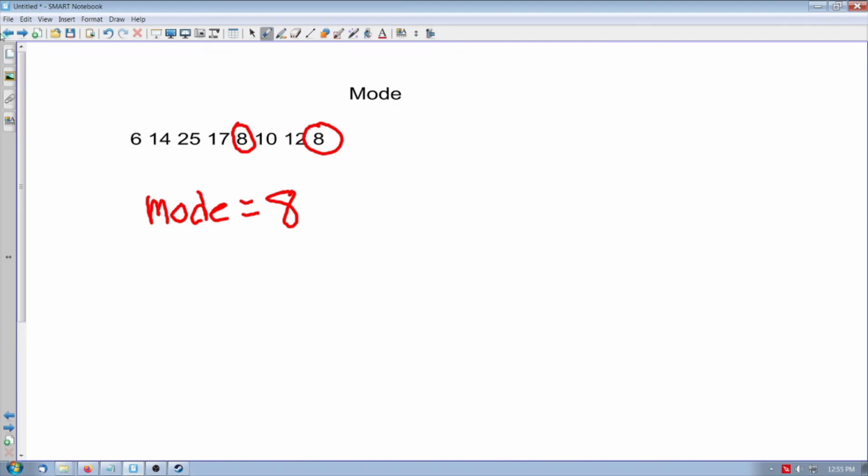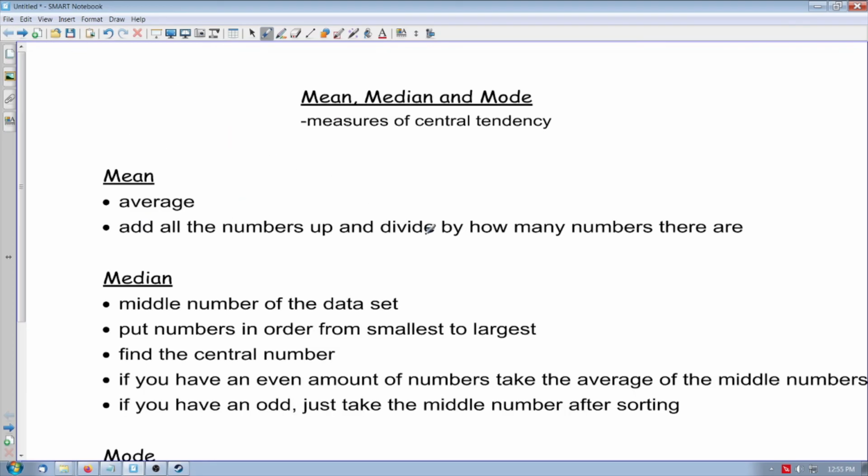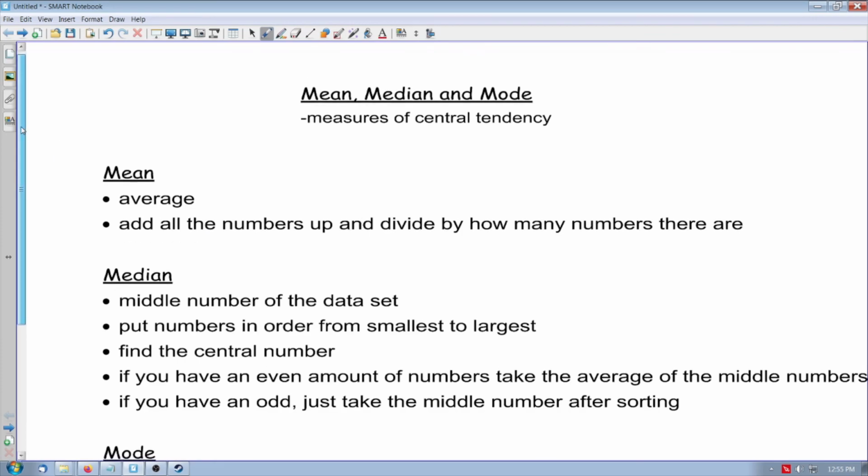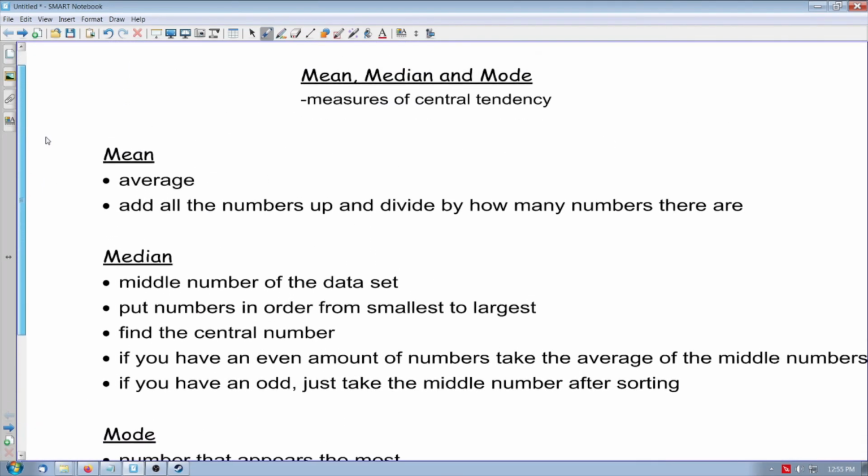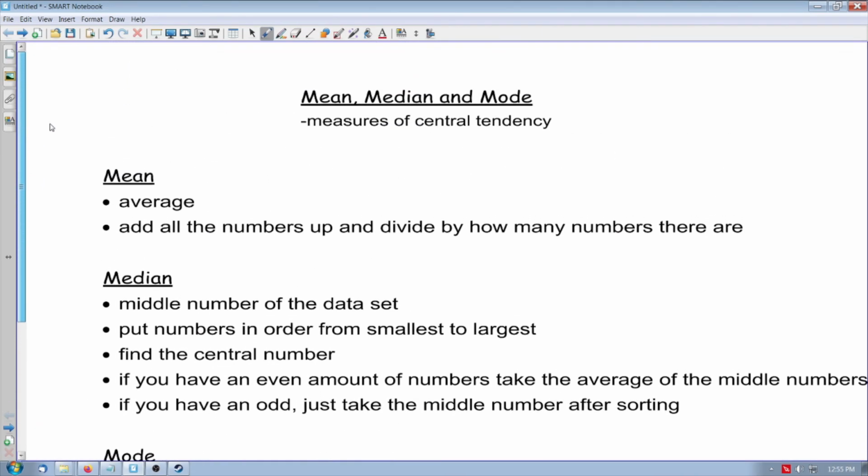Alright, hopefully this video helps and jars your memory about mode, median, and mean. This is something good that I would recommend taking down in your notes. You may see this again in your algebra class or a SAT, PSAT type of test.